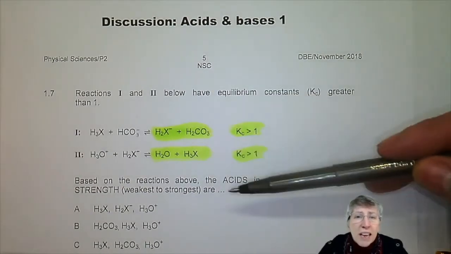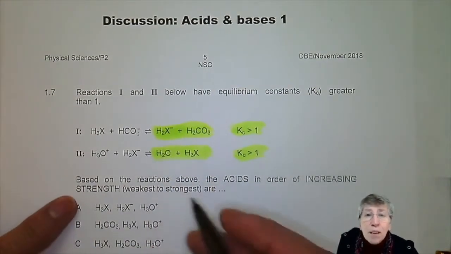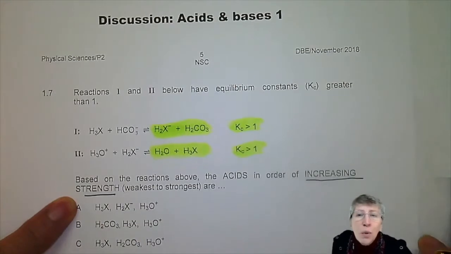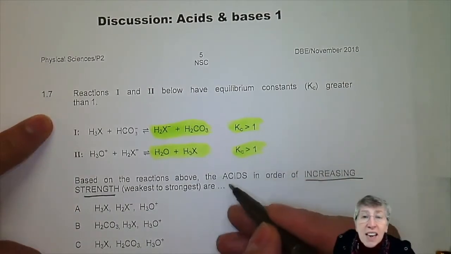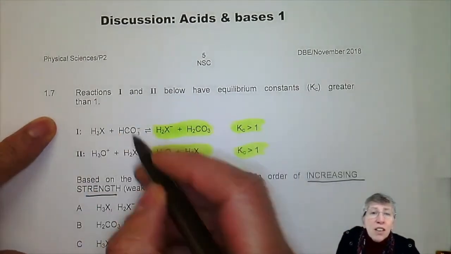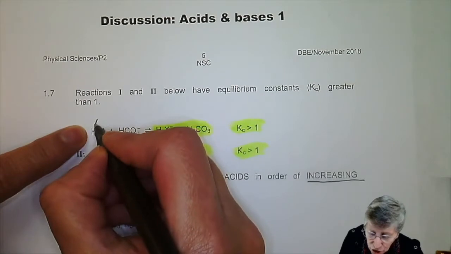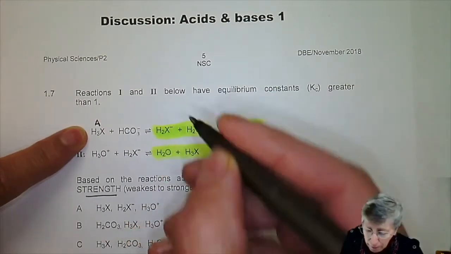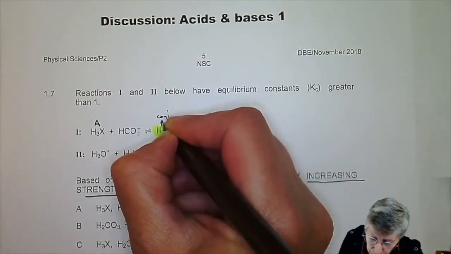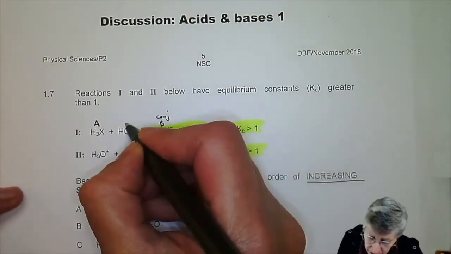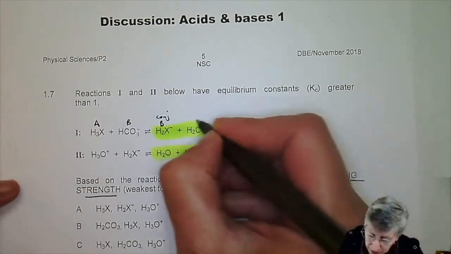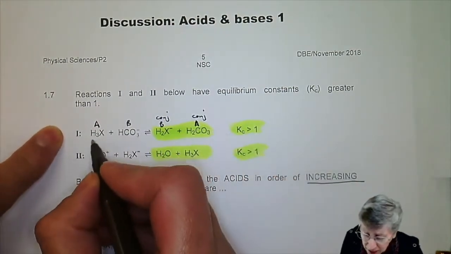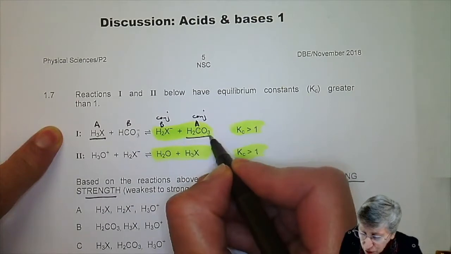Right, now that was what they gave us, and now they asked us, based on these reactions above, to put the acids in order of increasing strength, right? So they want to know which is the stronger one. Now, what do we know about an acid? An acid is a proton donor, right? Now, if you look at this first one, in the forward reaction, H3A is your acid because it's donating a proton. I can see it's giving off a proton. So that will be what we call the conjugate base, right? And in this one, that will be your base because it is receiving an H+, and that will be my conjugate acid. So if we consider this first one, you've got two acids. You've got H3X and you've got H2CO3.